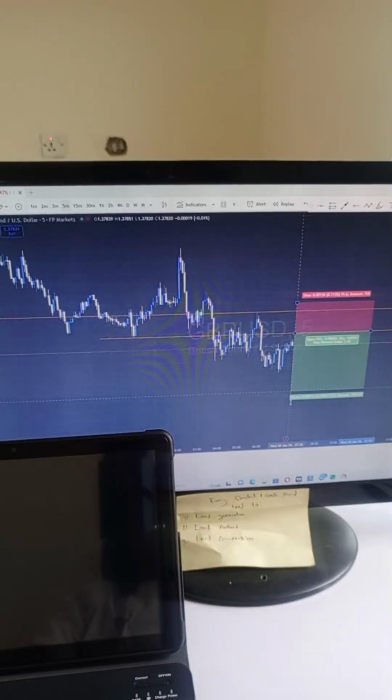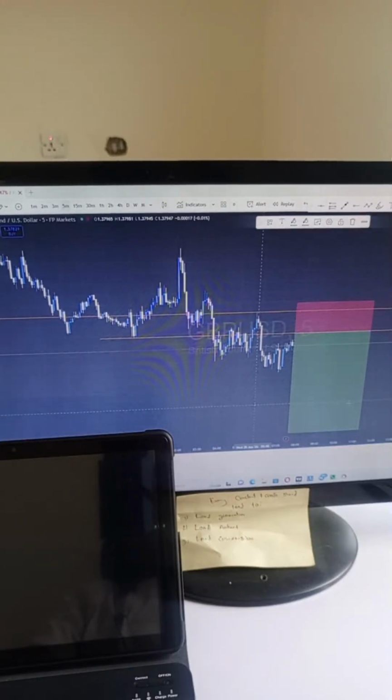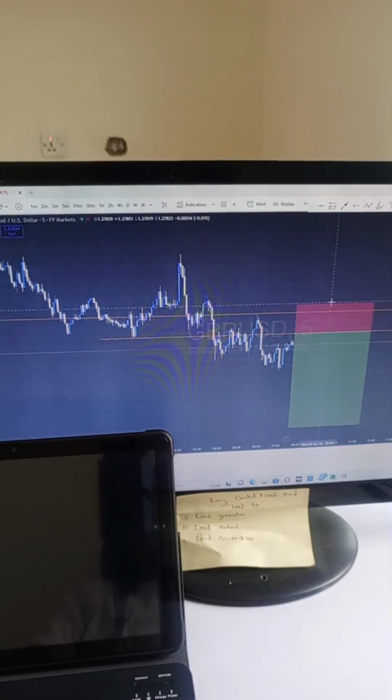So if we are scaling in here, we should be expecting to place our stop loss above this high, because price has no right to come back and take out these highs for us. So we just need to watch patiently how price rejects. We can actually have a double top around here.